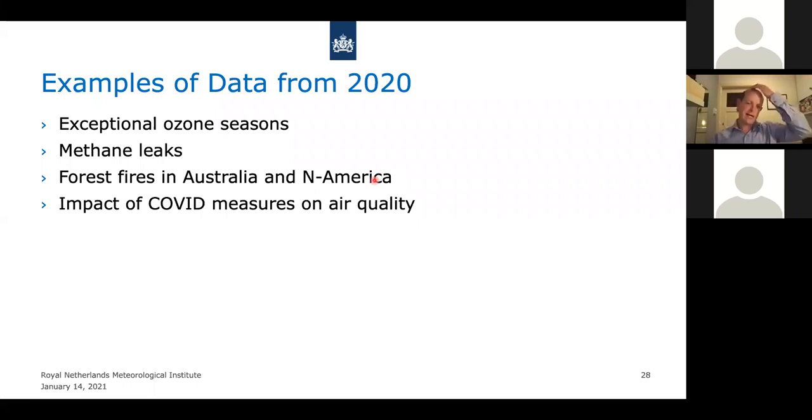Now, I would like to go over some examples of data from last year, from 2020. I looked into four topics: the exceptional ozone seasons that happened last year, some methane leaks that were found using TROPOMI, forest fires in Australia and North America, and I think the big thing, of course, was COVID last year and still is, and I will show examples of what the impact was on air quality and how we see it with TROPOMI.